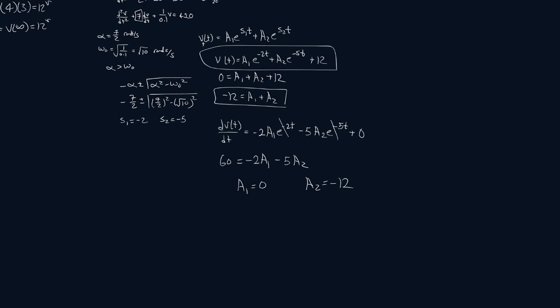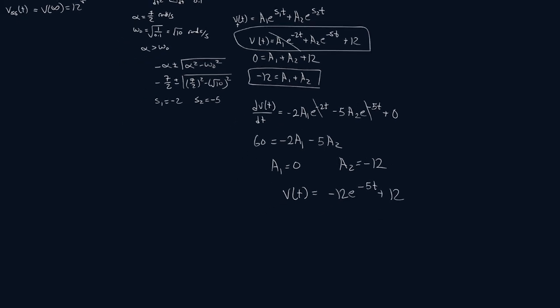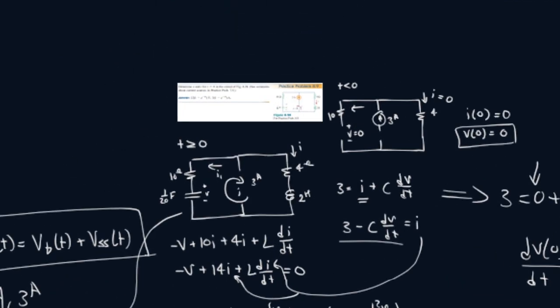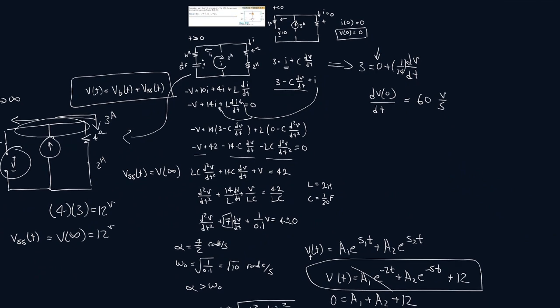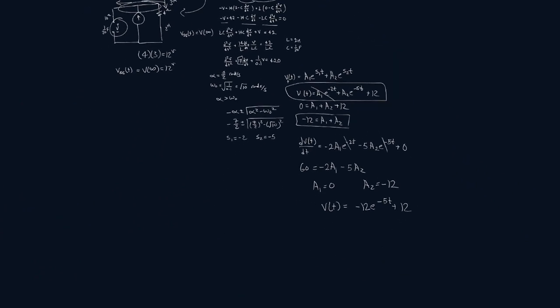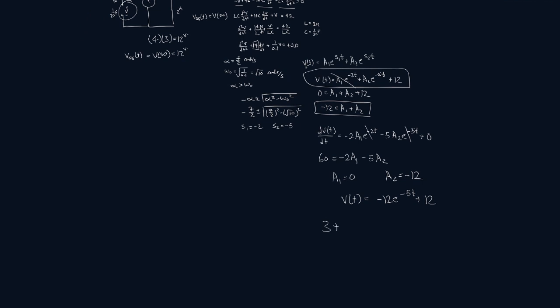Now we can solve for Vt. So Vt should be, so A1 is 0, so that's gone. So minus 12 e^(-5t) plus 12. That's the first bit done. Now we have to find the formula to represent I. So let's bring back this formula. 3 equals I plus C dV over dt.